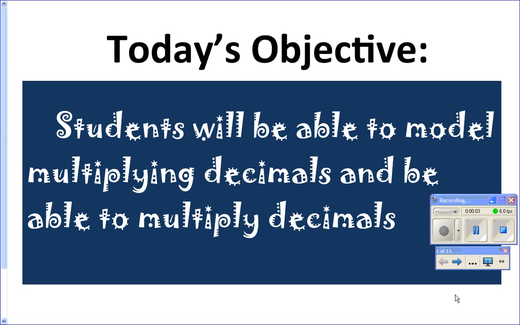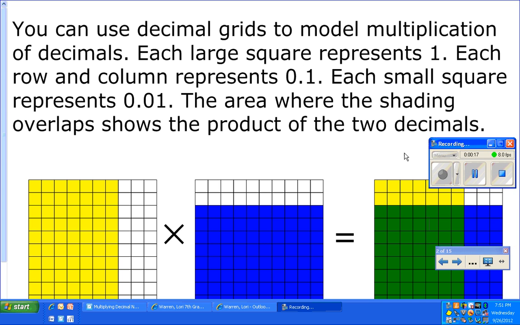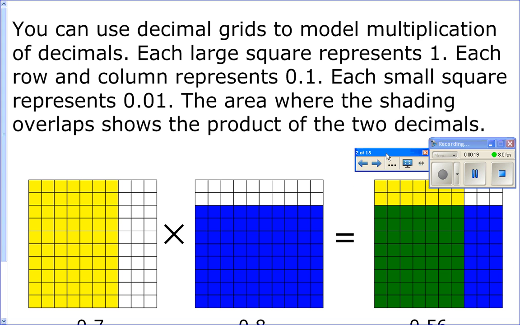Today our lesson is on multiplying decimals, and you will be able to model multiplying decimals and be able to multiply decimals. Okay, so on your notes you have these little squares, and in each square there's a big square. There are 100 little squares, and each little square represents 1/100th. Each column represents 1/10, and each row represents 1/10.